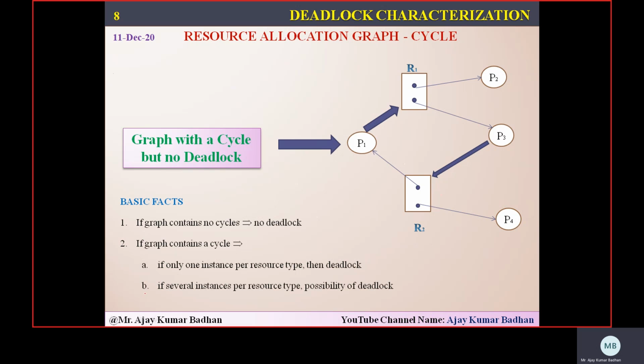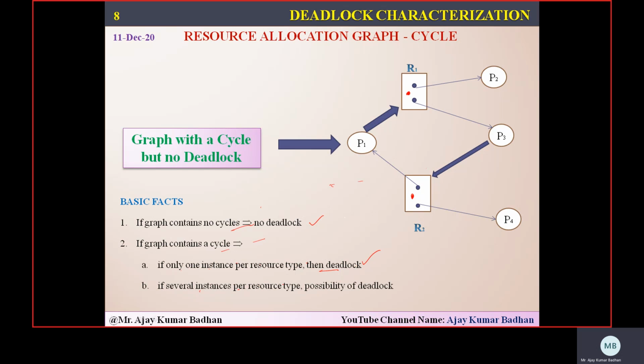Well, this is what I'm saying here. See, the basic fact we have: if a graph contains no cycle at all, you can say that there is no deadlock. But in case a graph contains a cycle, the way we got here, then if only one instance per resource type is there, then deadlock takes place. Like here we have multiple instances. Instead of multiple, we have only a single instance. Forget about the blue dot. If only this instance, consider the red dot now, one instance is there, then definitely there is a deadlock.